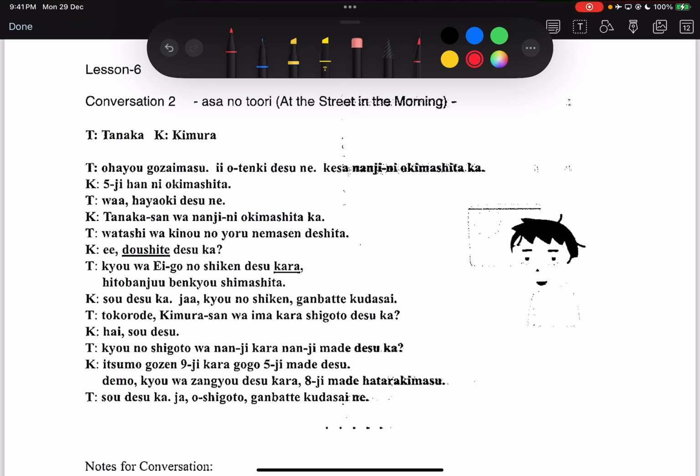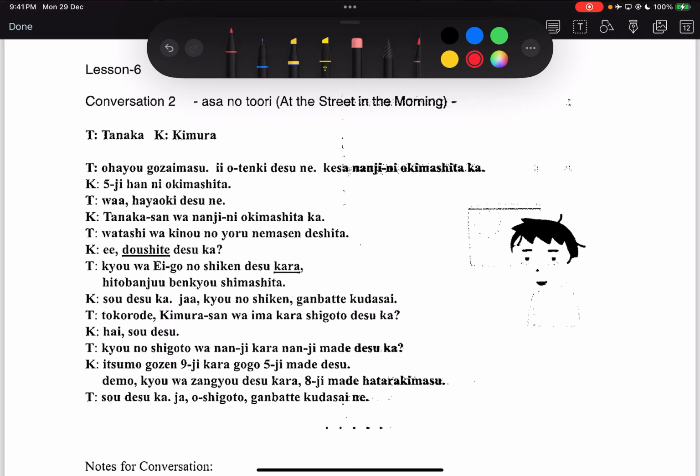So this one is on the street lah. They met up on the street and they just want to talk. Okay, T says, おはようございます。いいお天気ですね. So いい is good, right? お天気 is weather, right? So good weather. Good weather ですね. So ね is like asking for confirmation, like good weather, isn't it?